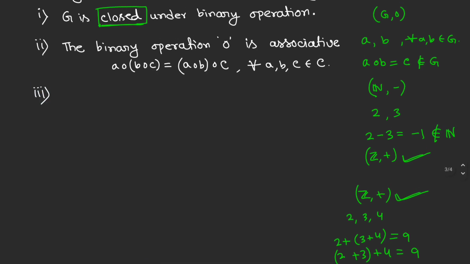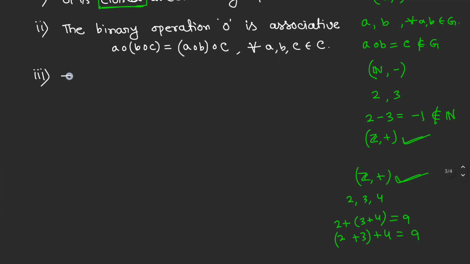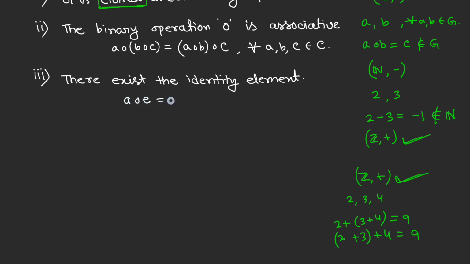Number 3: there exists the identity element. And you know the definition of identity element: A composition E equals E composition A equals A, and this will hold for all A belonging to G.